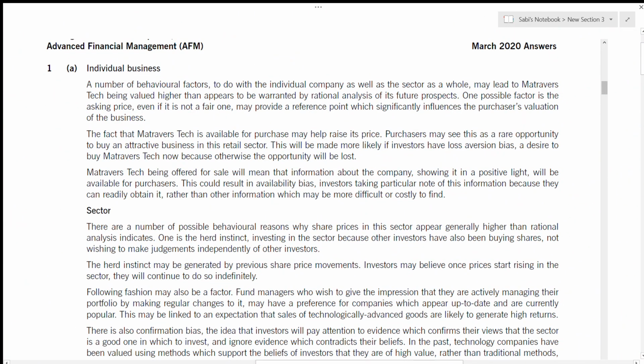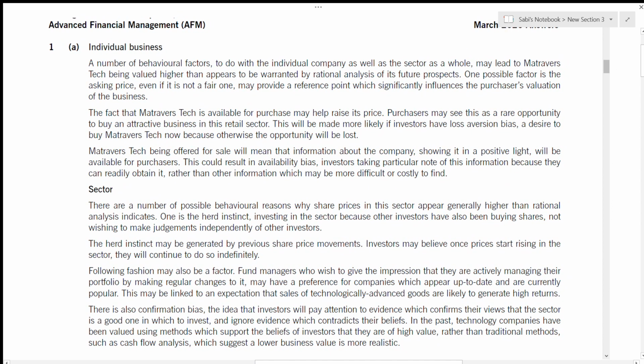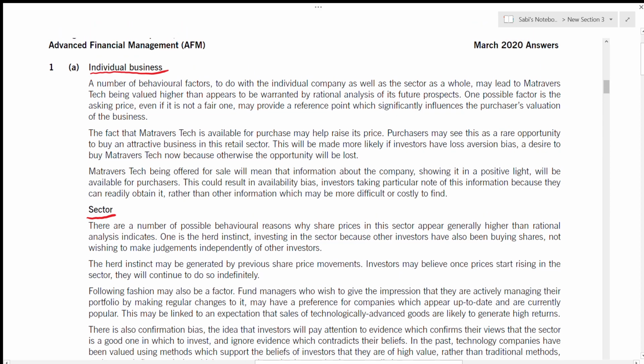So the answer has been presented. It is for 6 marks, right? So they are explaining two points. One is for the individual business and the other one is for the sector, right? So now for the individual business, we'll see what they have said.